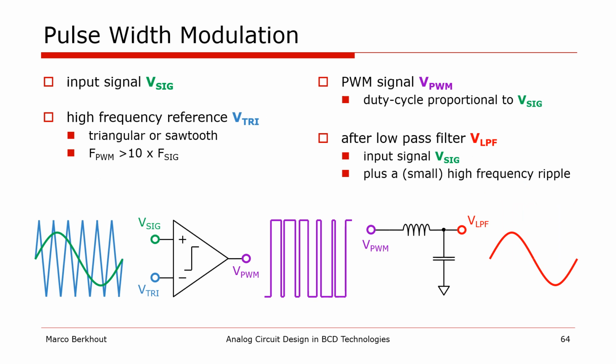In a nutshell, pulse width modulation is done by comparing an input signal to a triangular reference signal at a much higher frequency. This gives a square wave signal with a duty cycle that varies proportional to the input signal level. And after low pass filtering, we retrieve the input signal plus a small high-frequency ripple.